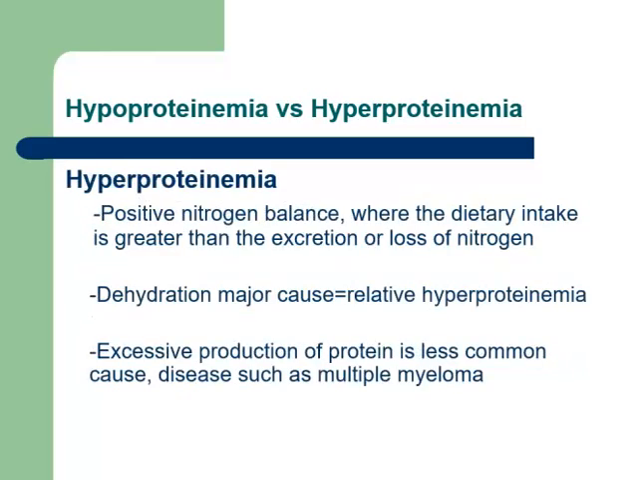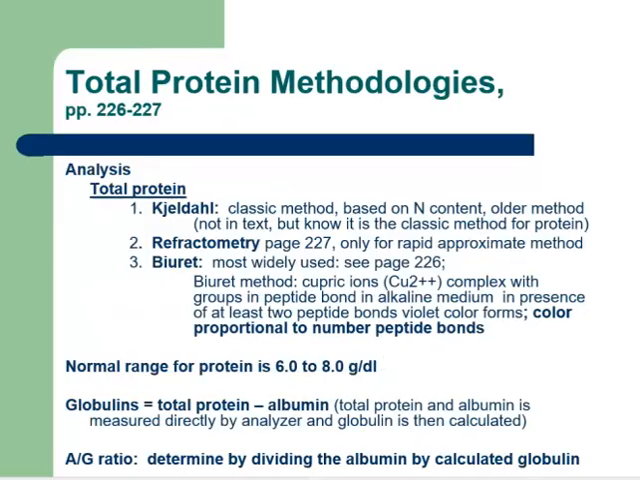On the opposite side of that, we have hyperproteinemia. This is a positive nitrogen balance, where the dietary intake is greater than the excretion or loss of nitrogen. Dehydration is the major cause. Excessive production of protein is a less common cause of hyperproteinemia, but you will find it in diseases such as multiple myeloma. So let's talk about some methodologies, or how do we test for total proteins.